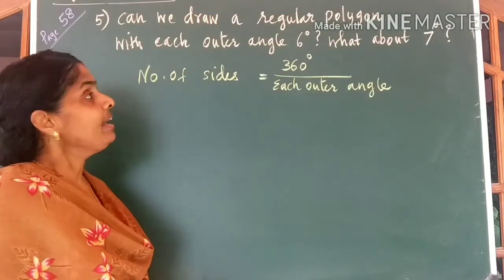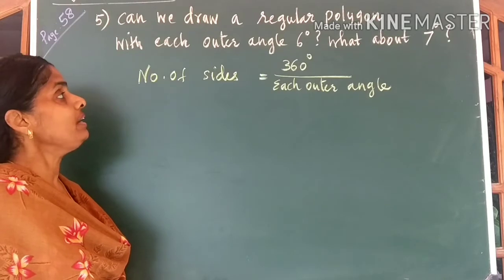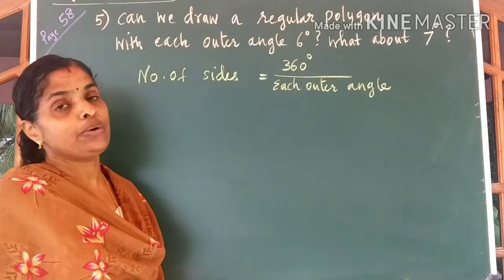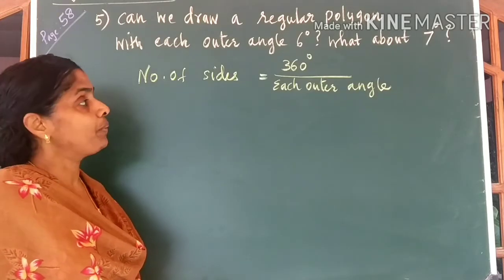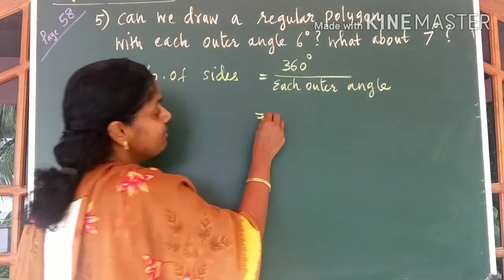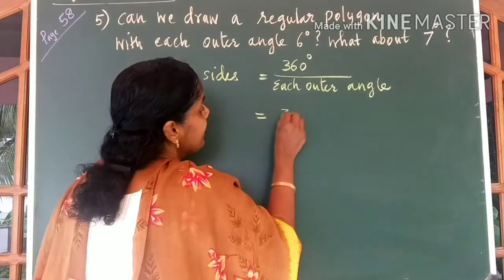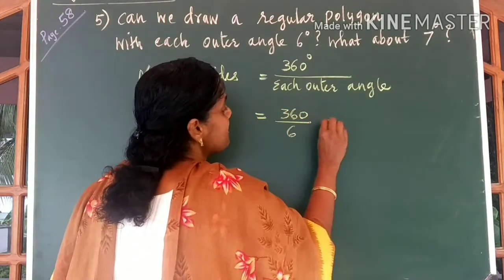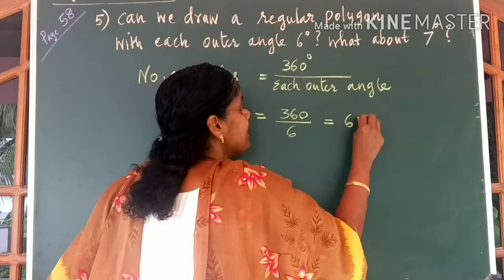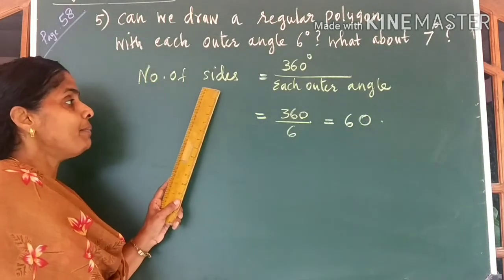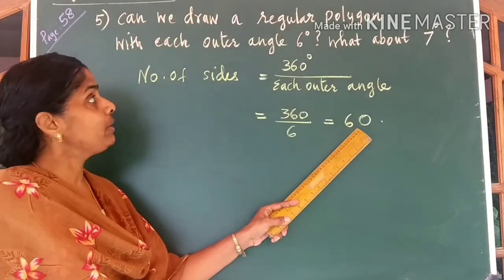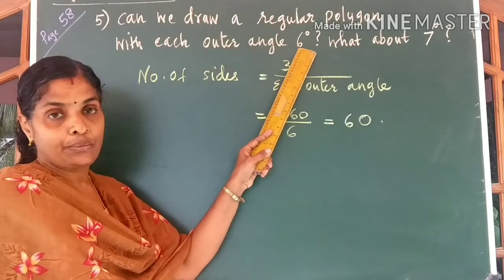Look at the next question. Can we draw a regular polygon with each outer angle 6 degrees? What about 7 degrees? Again, use the formula. Number of sides is equal to 360 by each outer angle. So in this problem, you get the number of sides as 360 divided by 6. 360 is exactly divisible by 6. So you got 6 6s are 36. Therefore, you get the number of sides equal to 60. So we can say, yes, we can draw a regular polygon with outer angle equal to 6 degrees.